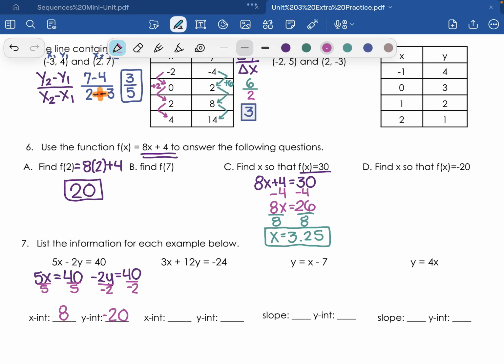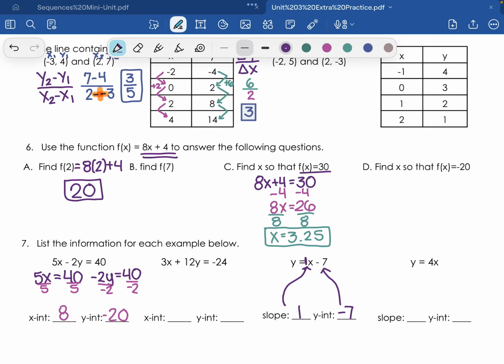I need you to know that the slope is always the number in front of x, and the y-intercept is always the number without an x. So the y-intercept of this equation is negative 7. The slope is the number in front of x. Since there is an x but not a number in front of it, it would be a 1. If there were no x's at all, it would be a 0.